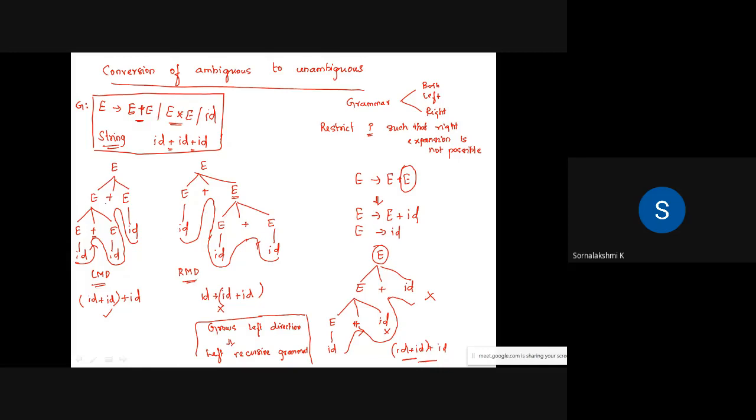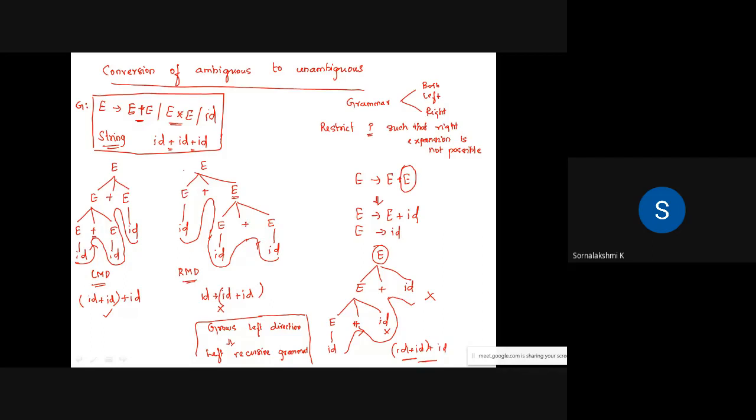First I started with a plus because my string had only plus operators. I have three production rules, and these are the production rules. First I preferred to expand the left part, so I expanded this E again with E plus E. In the other parse tree, I preferred to expand the right part.